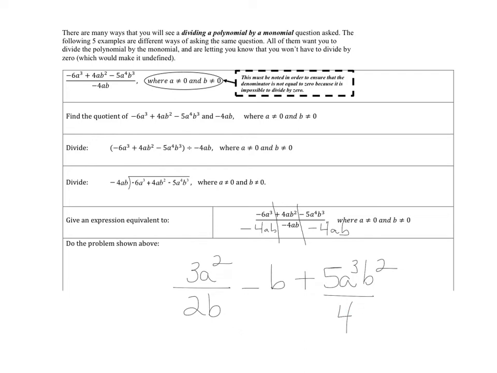Right? Notice I don't have any double signs. A negative divided by a negative results in a positive. Notice I left this a fraction, an improper fraction. You have to leave it an improper fraction.